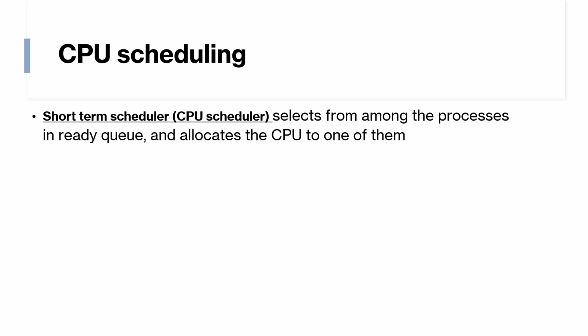All right, so we have our short-term scheduler, which is our CPU scheduler. It's going to select from those processes that are in the ready queue which one is going to get next on the CPU. So this CPU scheduler has to work very often. You have your processes that are ready and waiting in the ready queue.